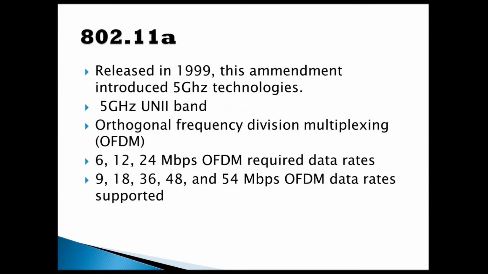802.11a. Released in 1999, this amendment introduced 5 GHz technologies and orthogonal frequency division multiplexing. 802.11a operates in the 5 GHz band. This was important due to the amount of available channels and also addressed future concern about oversaturation of the 2.4 GHz band. OFDM technologies enabled 802.11a devices to achieve data rates up to 54 megabits per second.